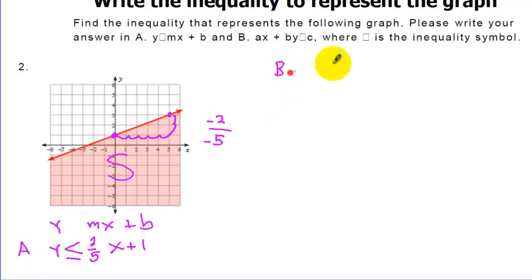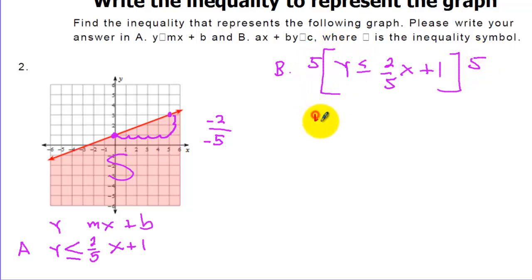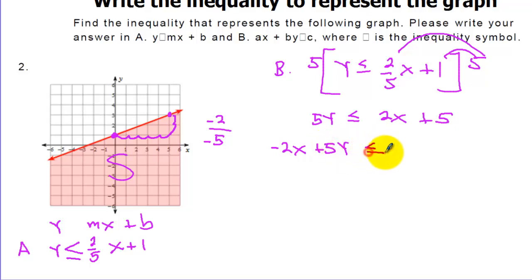For letter B, we just need to write this into the standard form. So first, multiply both sides by 5. We'll get 5y less than or equal to 2/5 x. So 5 times 2/5 will give us 2x, then 5 times 1 will give us 5. Alright, subtracting 2x from both sides, we'll get -2x + 5y ≤ 5.